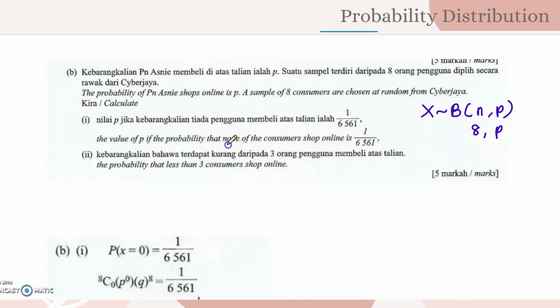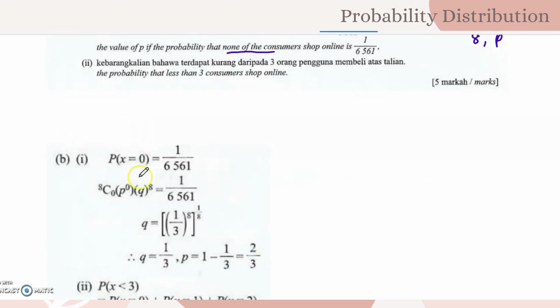None of them means dia refer kepada discrete, tiada orang pun yang shop online. So kita akan masukkan kepada formula x equal to 0. So this is the formula, nCr p^r q^(n minus r). We have 8 here, so we get this part. And then we get q is equal to 1 over 3. Since q is actually 1 minus p, we can find the value for p.